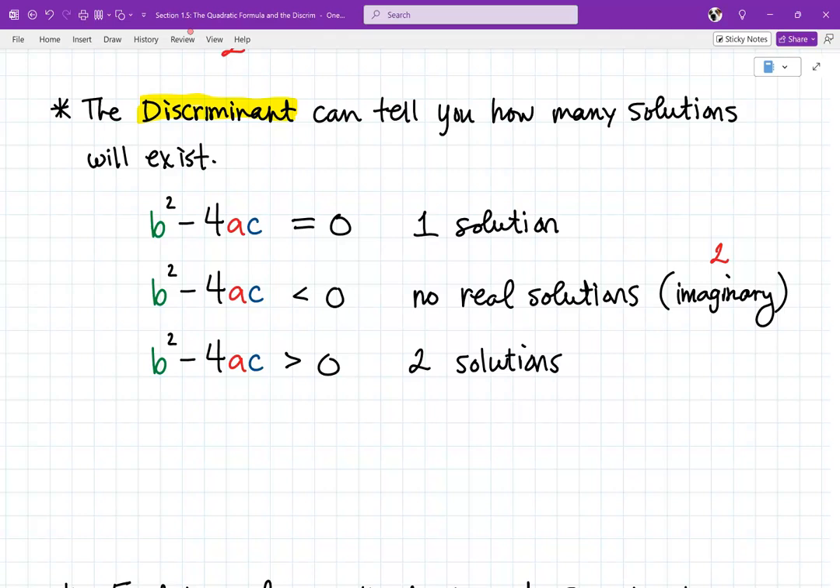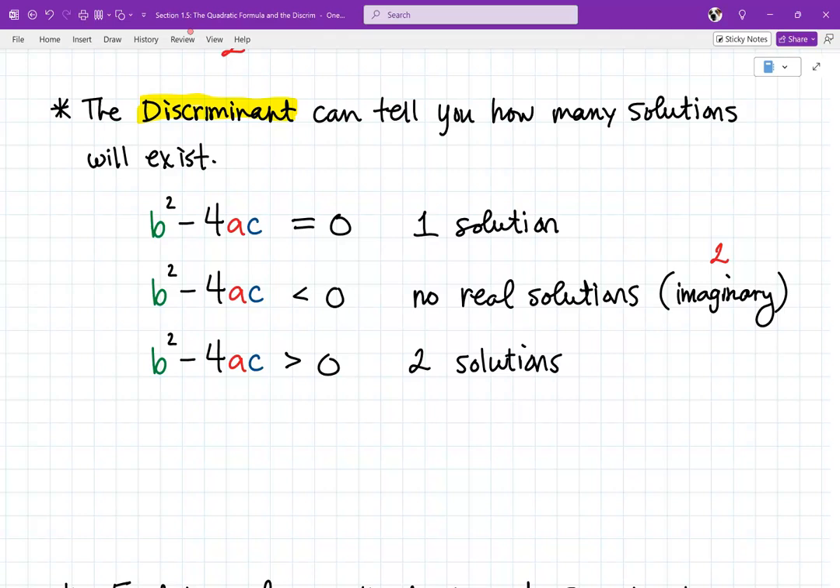If you plug it into the discriminant, b squared minus 4ac, and your answer comes out to a positive number, so you get like a 1 or a 15 or a 100, then that means you're going to have 2 solutions. Okay? So again, will it tell me what the solutions are? No, but it will tell me how many I'm looking for. Okay?